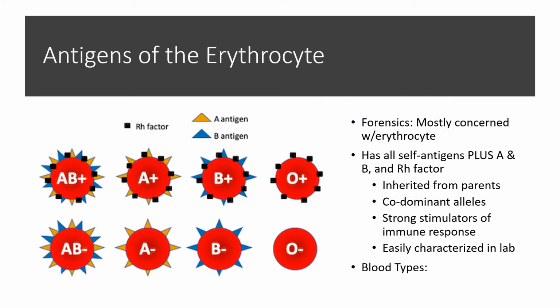So for example, if you got an A antigen from mom and a B antigen from dad, your blood type would be AB. If you got an A antigen from mom and another A antigen from dad, you would have type A blood. If either one of them had a positive blood type and they gave that to you, then you would also be positive. If neither of them had Rh factor on their blood, then you would definitely be negative.